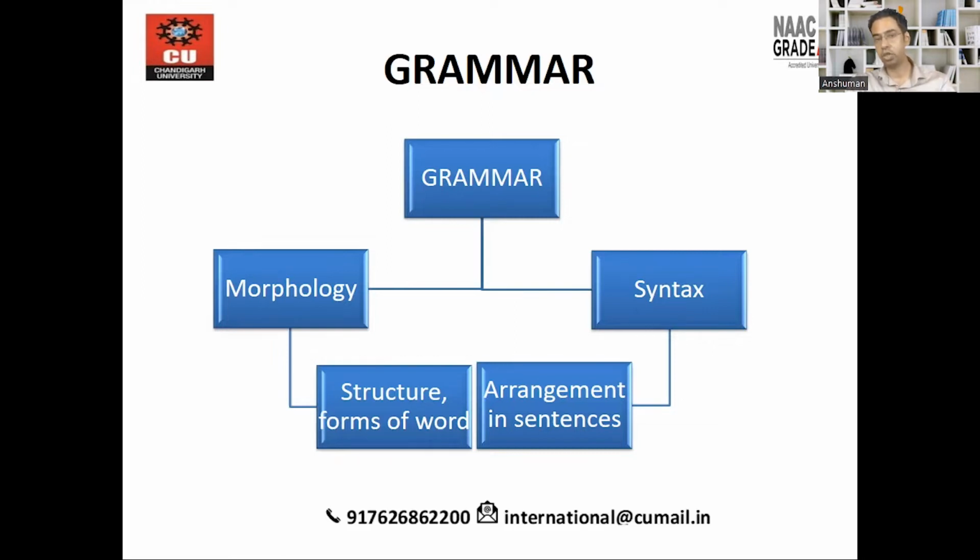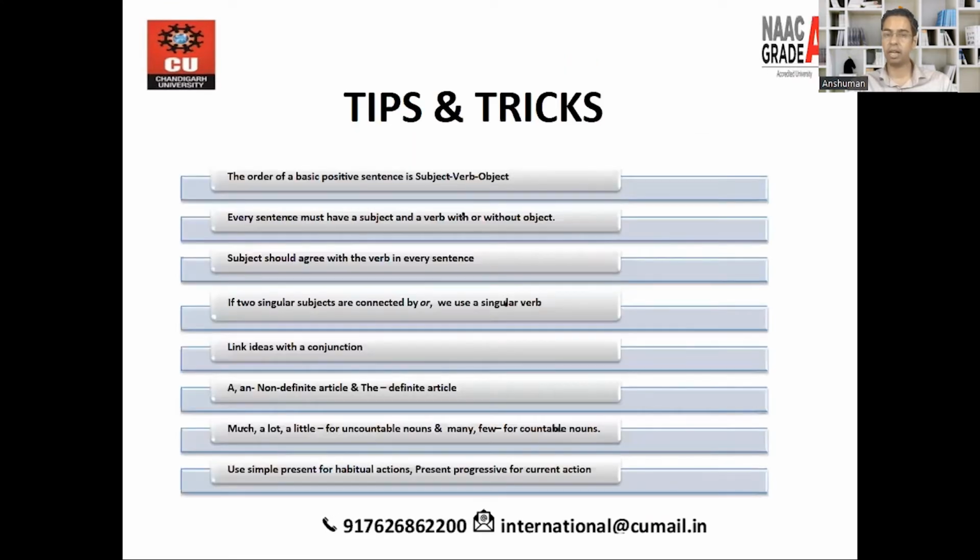Hence, in order to have a proper sentence in English grammar, there has to be a proper alignment of subject-verb agreement. That arrangement in sentences is known as syntax. So now let us move ahead and try to understand some of the tips and tricks which are actually required in English grammar. The first tip is the order of a basic positive sentence is subject, verb, object, which I've already explained just now.